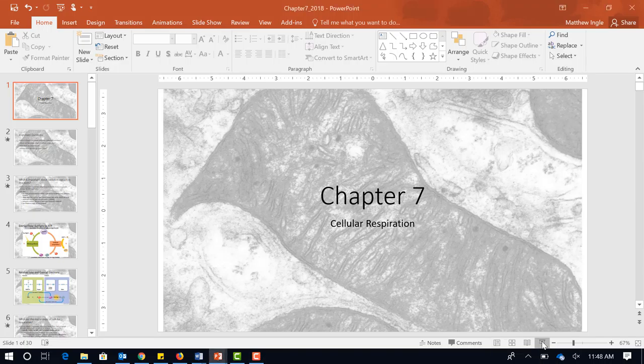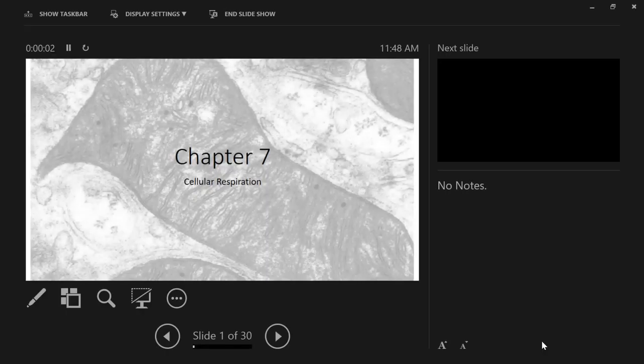I don't know what this is going to look like until I project it. It's not bad. It's not bad. Is that readable with the dark gray?